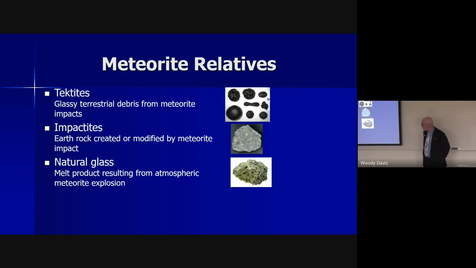There is natural glass, and this is a melt product that results from an atmospheric meteorite explosion. And so I have one sample of that here. It's called Pica glass, which is from the Atacama Desert in northern Chile. And it's believed that an explosion of a comet, an air burst, melted the dirt at this desert and created this natural glass.